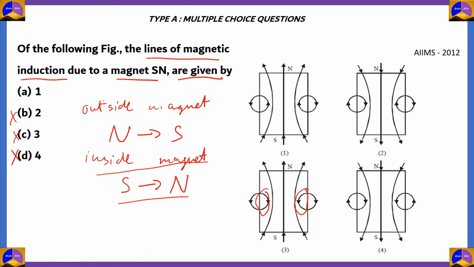The right answer is option A, which is our first magnet. See that in our first magnet, magnetic fields inside move from south to north. Again, if you look at the half circle, south to north. And outside, it moves from north to south, as we are accustomed to, which is why option A is the right option. Magnet 1 represents the correct direction for lines of magnetic induction due to a magnet.